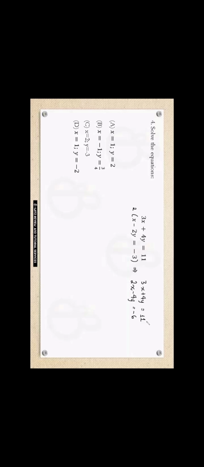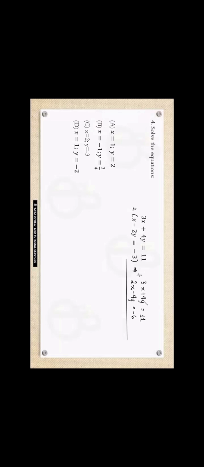Now we can add these two equations here. Since adding these two equations, we can eliminate the y variable. We can eliminate the y variable because the numerical coefficient is 4 for the first equation, and the numerical coefficient for the second equation is negative 4. Adding them will give a result which is equal to 0.